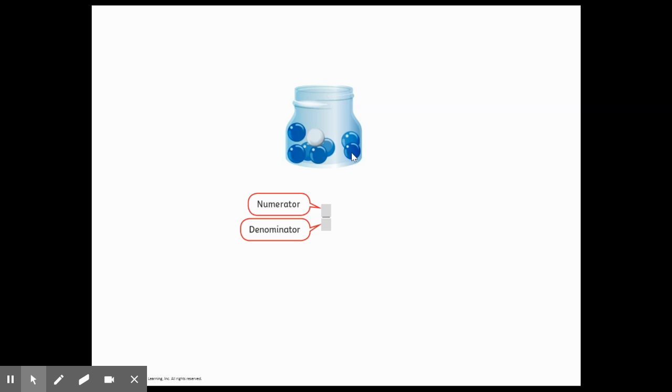We can use a fraction to describe the part-to-whole relationship between the blue marbles and all the marbles in the jar. The whole in the relationship is 8 because there are 8 marbles total. And the part is 7 because there are 7 blue marbles. The fraction 7 over 8 describes the part-to-whole relationship between how many blue marbles there are versus how many total marbles there are in the jar completely.